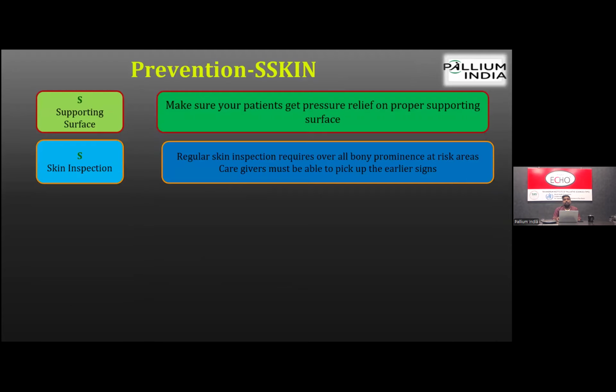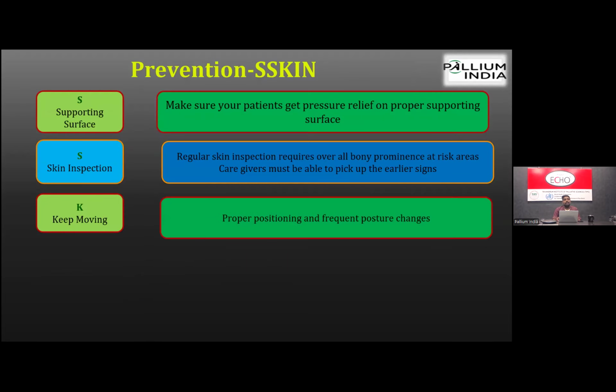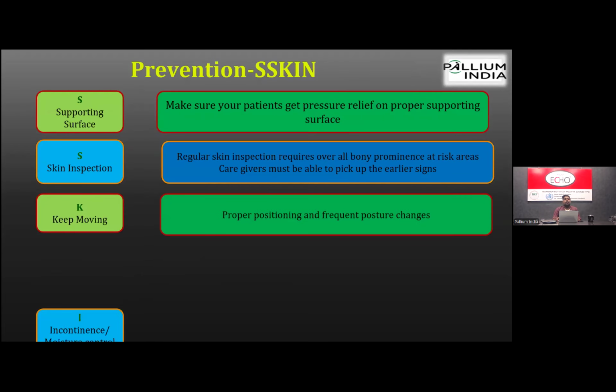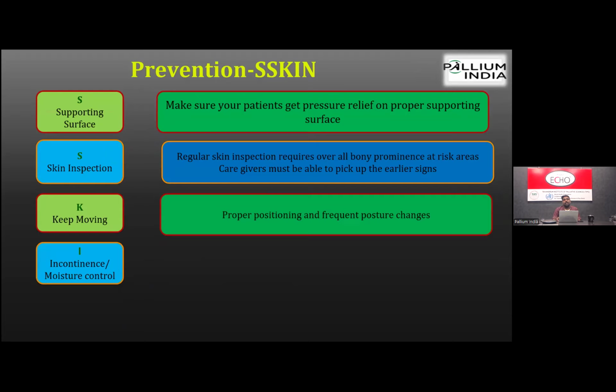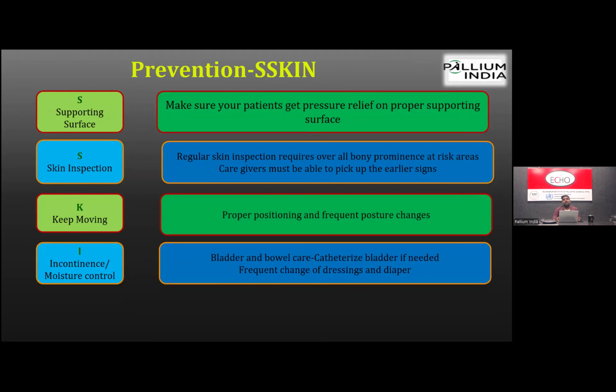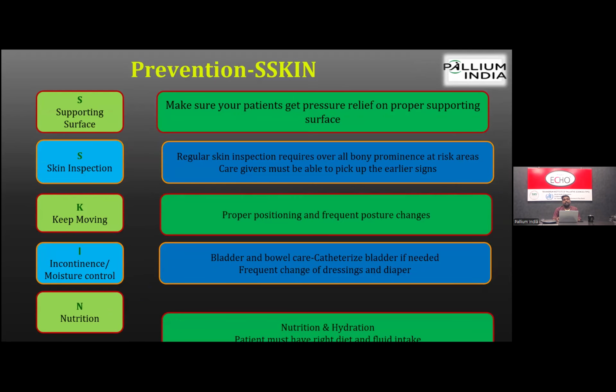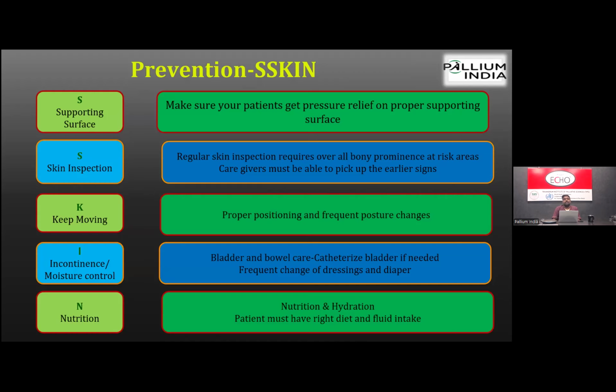The first S is the supporting surface: air bed, cushion, pillows, and all those things. Then assess the skin; skin inspection is mandatory. Then keep moving, with position changing every two hours. I is incontinence; bowel and bladder incontinence we need to manage. Then nutrition and hydration is the N. That is the prevention technique, short form SSKIN.